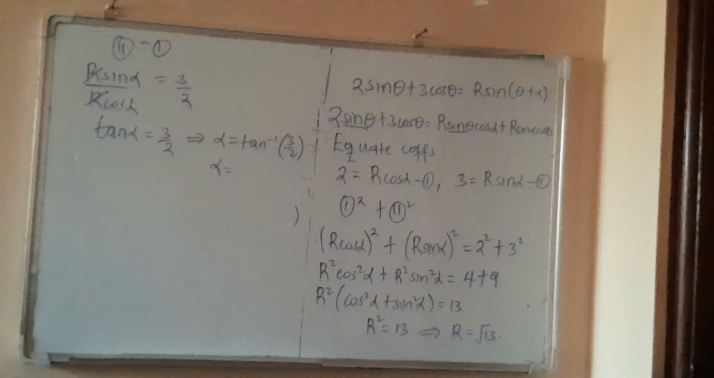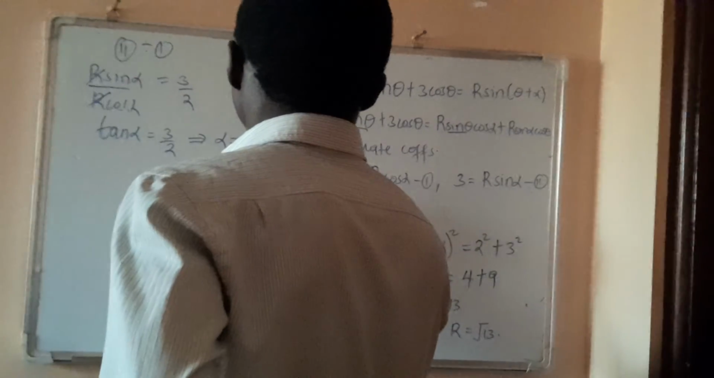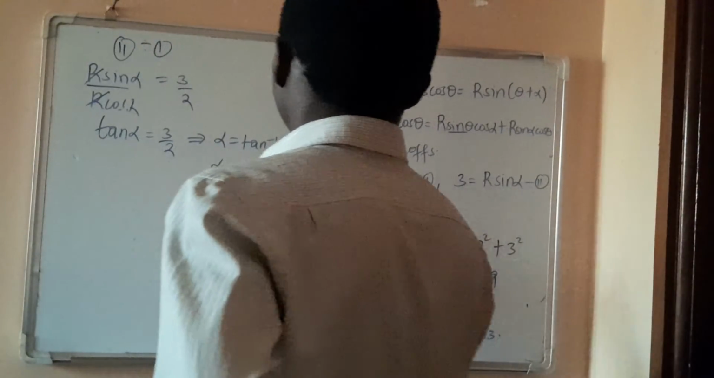What is the arctan of 3 divided by 2? Arctan of 3 divided by 2 is 56.31. So this is 56.31 degrees.